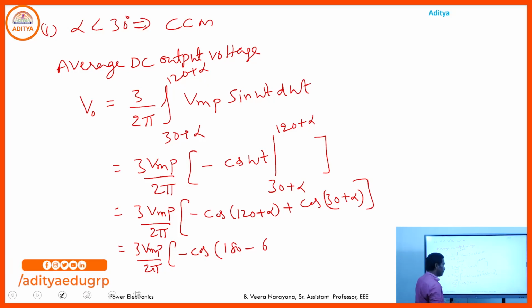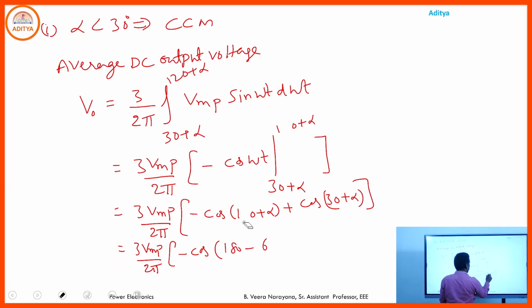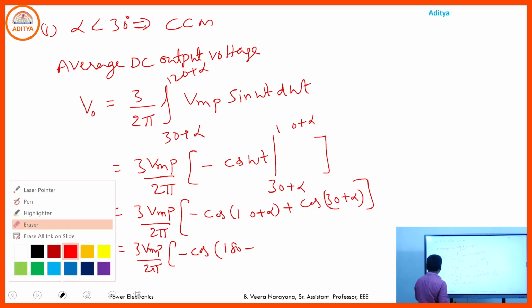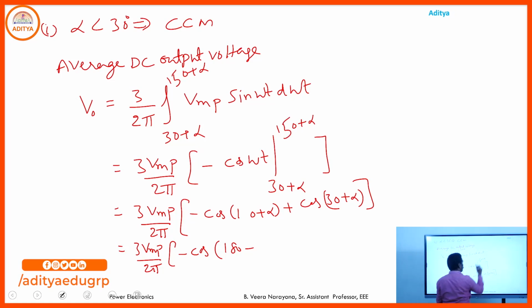30 plus alpha to 120 plus 150. Why? Because if you take alpha equal to 0, T1 conducts from 30 to 150. If you take alpha equal to 30, 30 plus 30, it is 60 to 180. Hence we take the limits as 30 to 150 plus alpha. So here also 150 plus alpha. So minus cos 150 plus alpha.